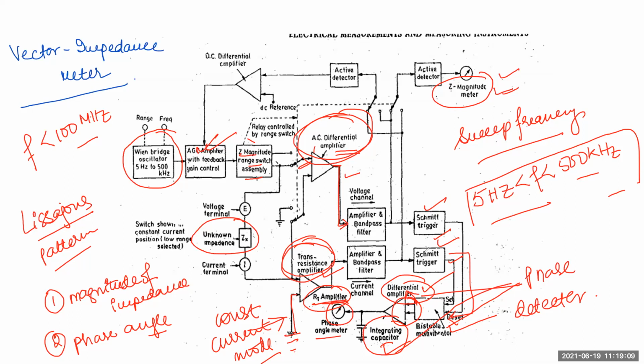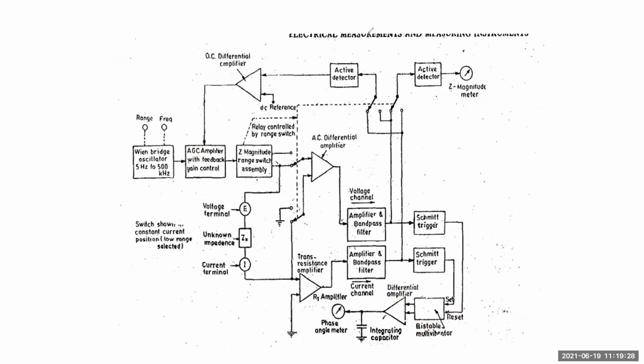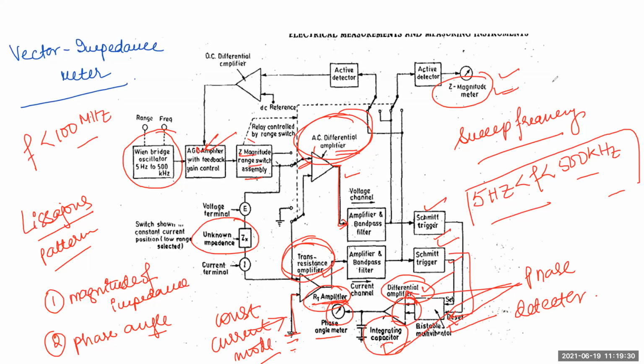You have to remember the connection, how the things are connected and how it is going on. So you can write on your own if in the exam this kind of question comes: explain the vector impedance meter. A bit complicated diagram, I know, but if you go through this once and whatever I have told you, I will give the notes to you, so don't worry. Just go through the diagram once, where we require the trans resistance amplifier, where we require the AC differential amplifier, all these things.